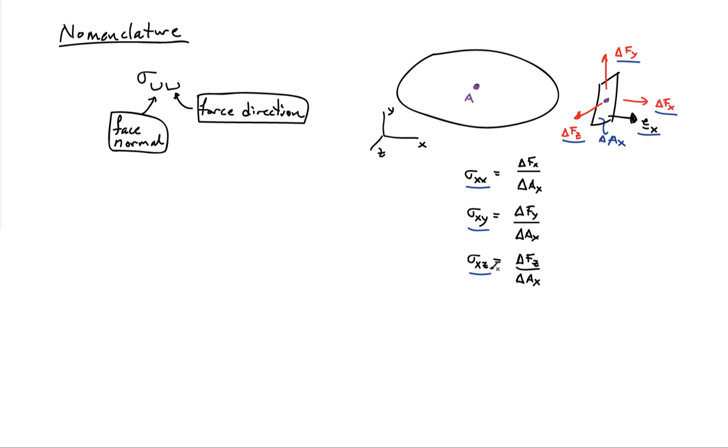And just as a bit of further notation, sometimes we use the symbol tau when we're talking about shear stresses in this context. So you'll also see tau xy and tau xz. That's entirely equivalent to saying sigma xz. So just be aware of that. You sometimes read that in books.